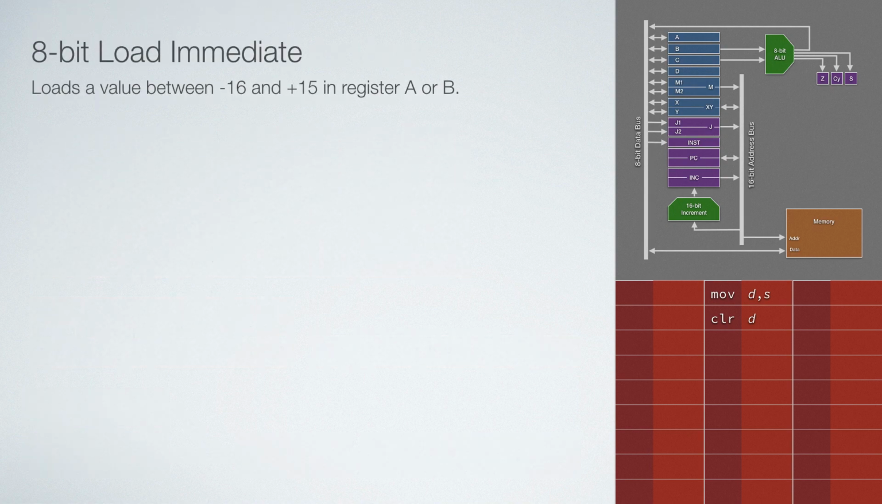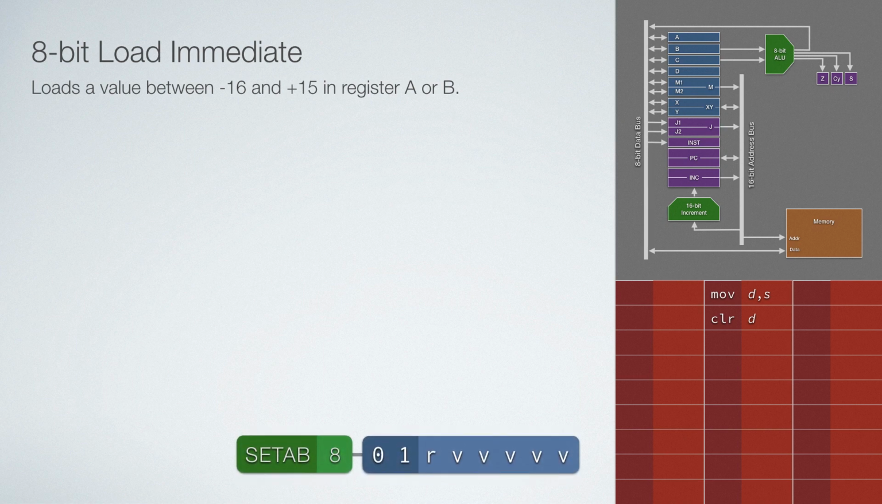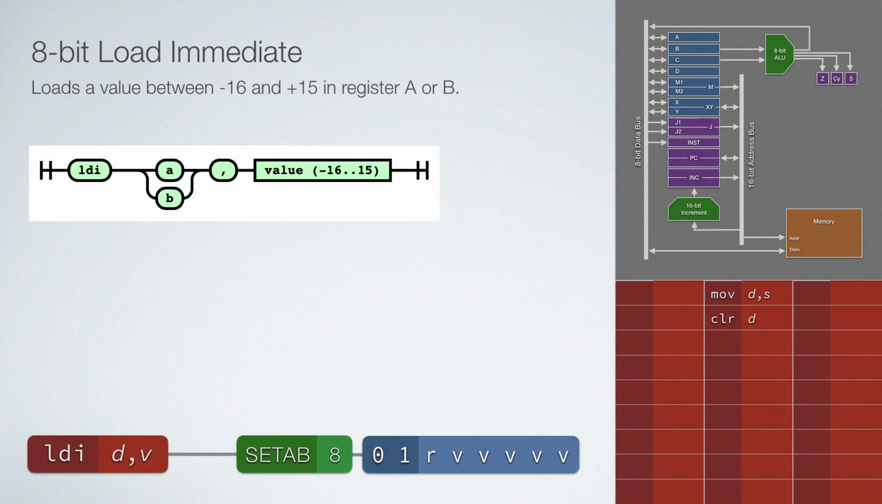Next up then, let's look at the 8-bit load immediate, which allows you to load a value between -16 and +15 into either register A or B. Here's the opcode again from last time. It's a set AB class and it lasts 8 cycles. The mnemonic equivalent here is going to be LDI for load immediate, and it takes 2 parameters, a destination and a value. Here's a railroad for it.